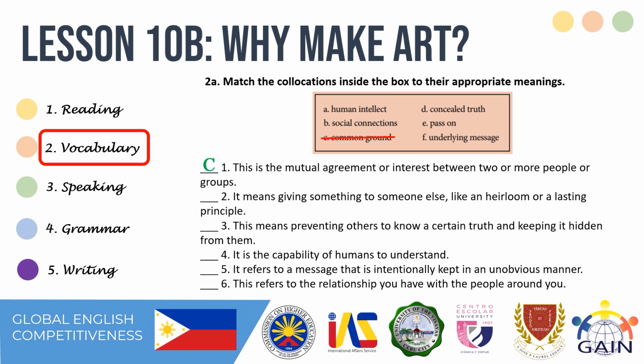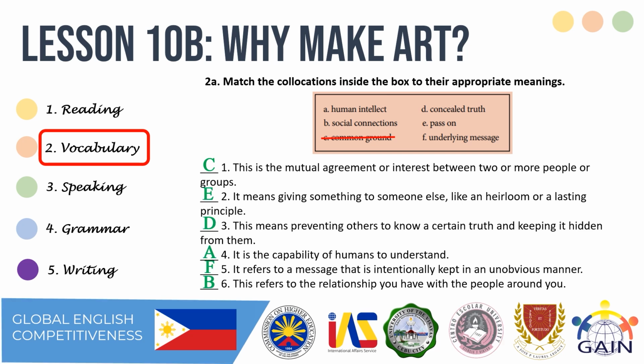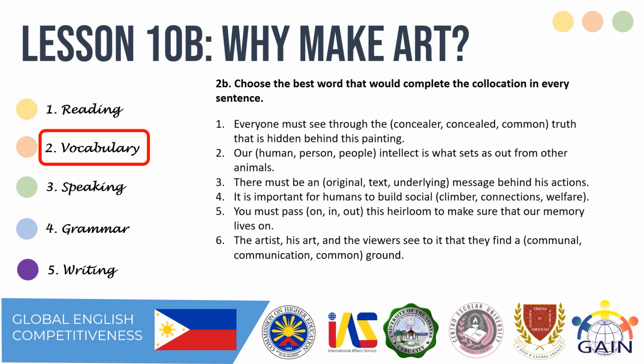Now here are the correct answers. For the next activity, you will have to choose the best word that would complete every collocation in the sentences. For example, in number 1, everyone must see through the blank truth that is hidden behind this painting. There is no expression such as concealer truth.